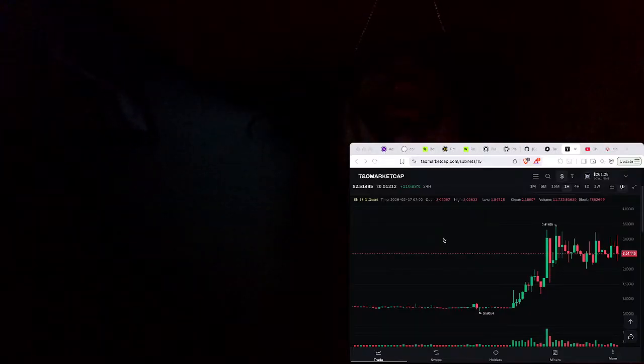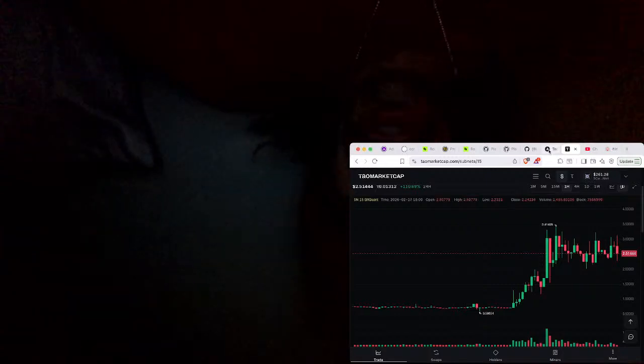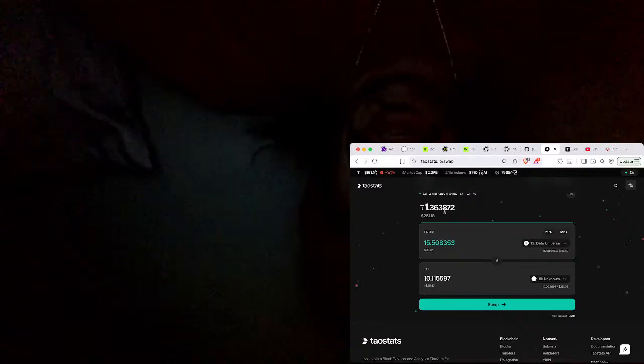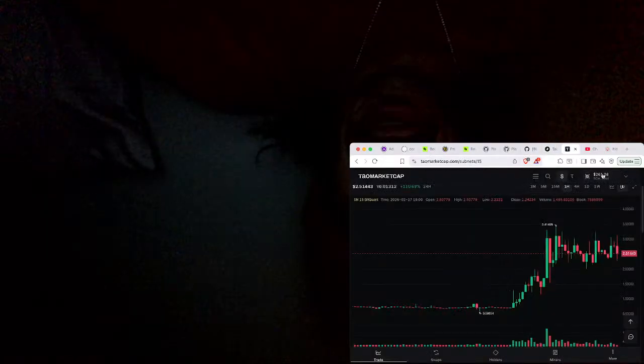So the thing is, this is a subnet on Bittensor. There's a website called TAO Market Cap. I have a few different websites I use. TaoStats.io is where I do trading. As you can see, this tells your wallet balance up here, and it tells you how much TAO I have. So I'm really starting small. I have a few different wallets, but this is one I wanted to start from nothing and build on.